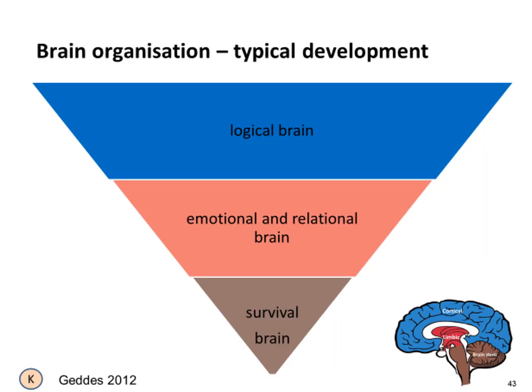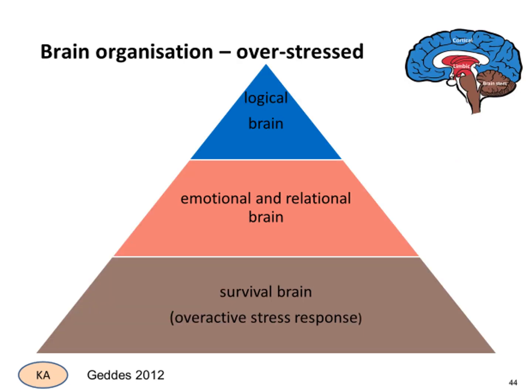This final model of the brain shows brainstem organisation. This is how behaviour is organised in typical development when stress is managed and safe. You can see that the logical brain is in control. In this version, you can see how behaviour is organised when there is too much stress or trauma. The survival brain is in control and the brainstem reorganisation or nurturing is needed.